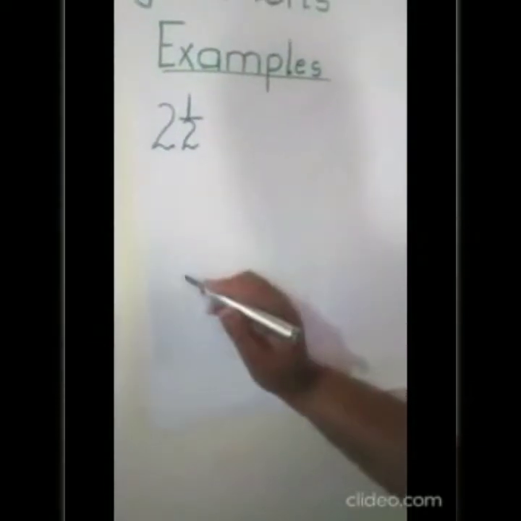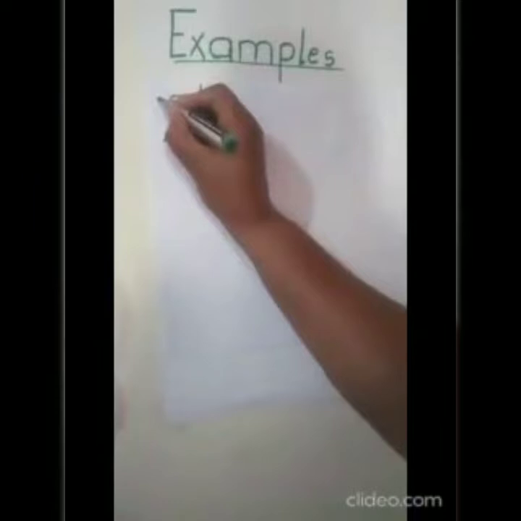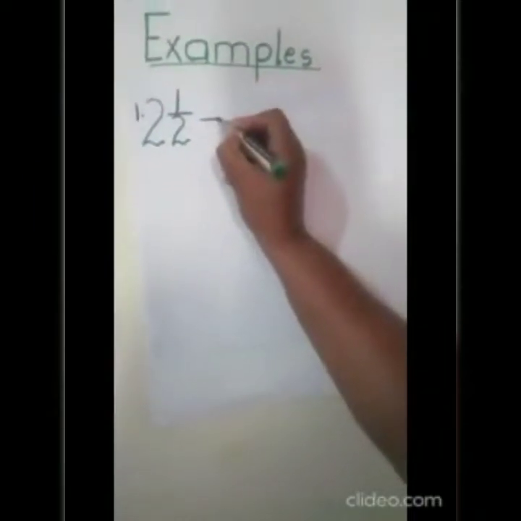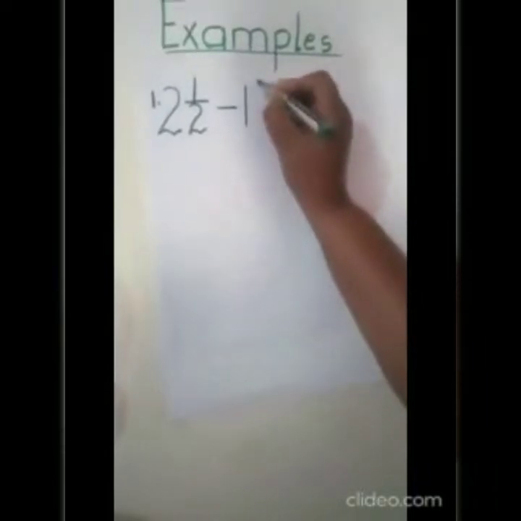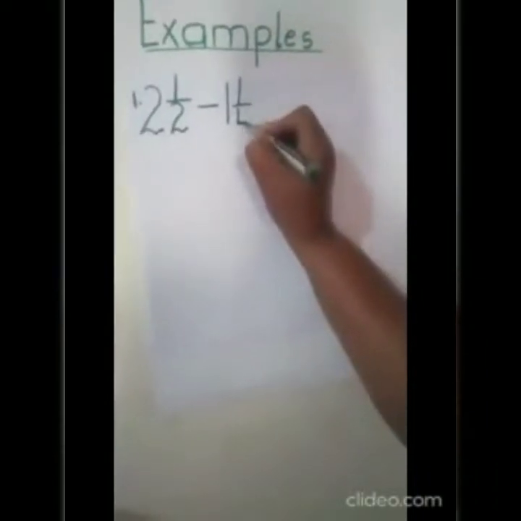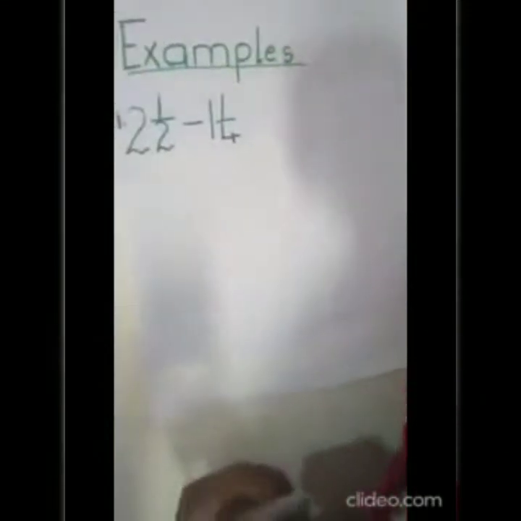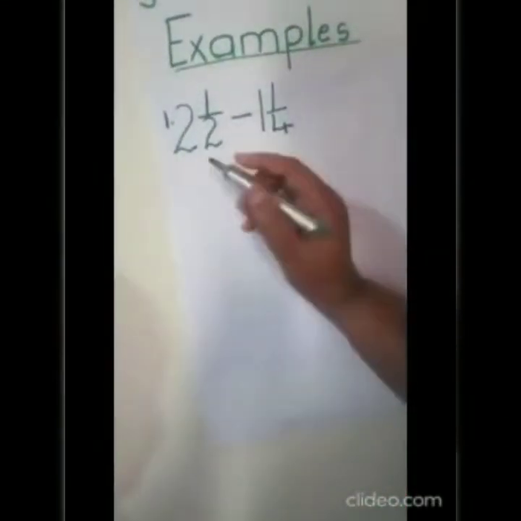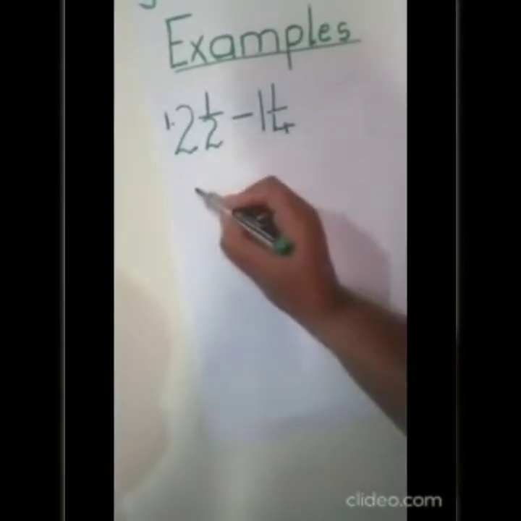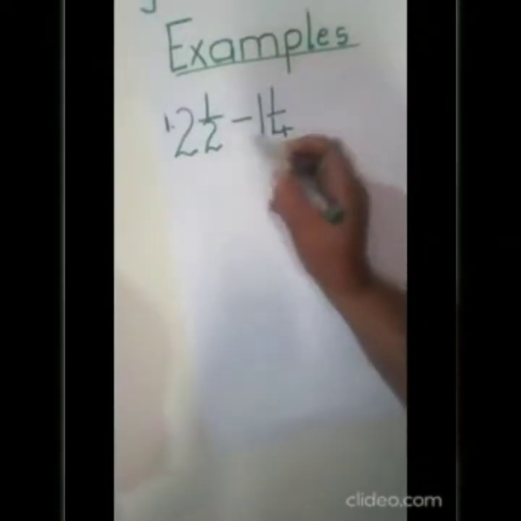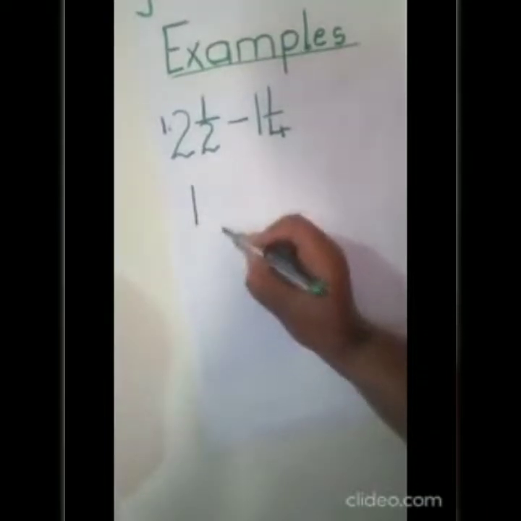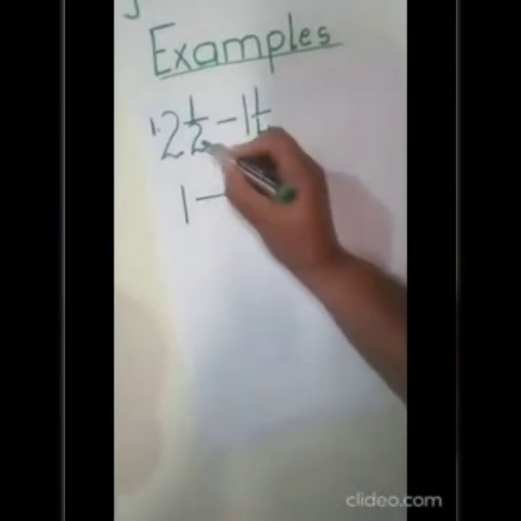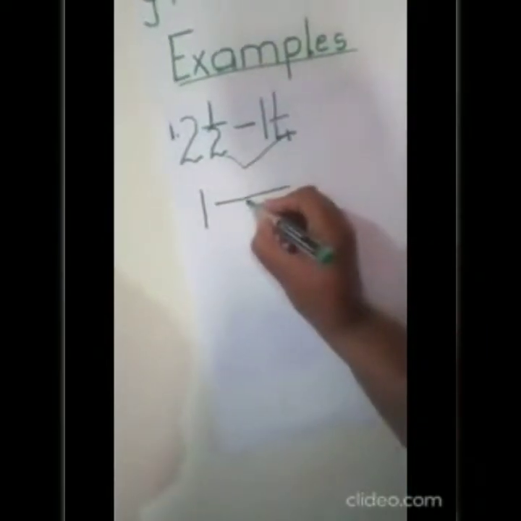So, for our example, the first one is 2½ minus 1 1/4. Remember, today we are only going to be subtracting mixed numbers. So our first step here, we are going to say 2 minus 1. We get a 1 here. Then we draw a line. We find the LCM or the common denominator of 2 and 4. It is 4.